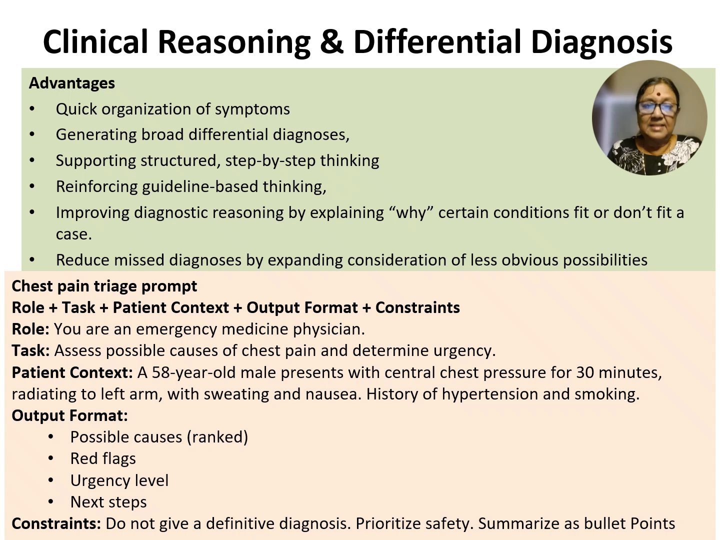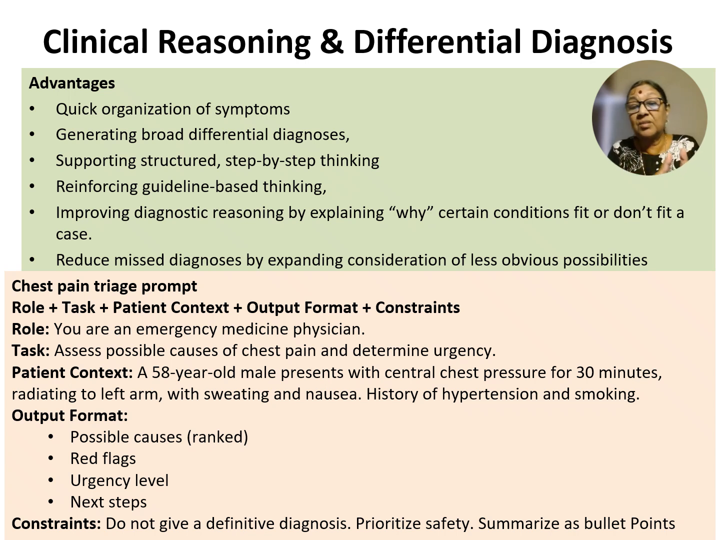So we have taken an example of a query or a prompt: the chest pain triage prompt. You are an emergency medicine physician. Assess possible causes of chest pain and determine the emergency. That's your task, the task you're giving ChatGPT, and you're giving the patient context and the output format. Here, look at the output format. You're asking it to give possible causes ranked, red flags, urgency level, and what the next steps to be taken are.